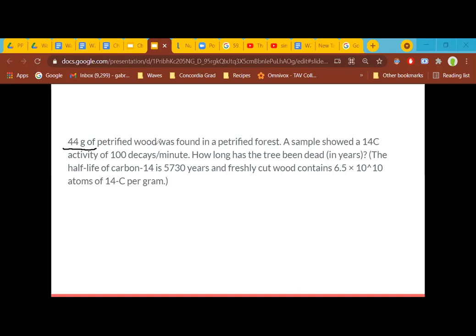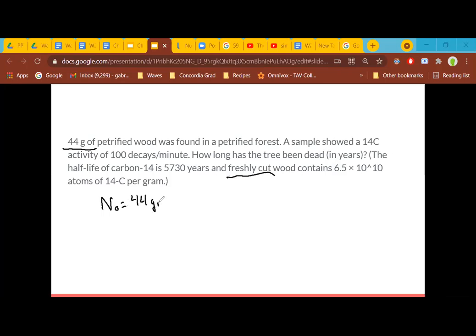Anyways, so we found 44 grams of petrified wood, and we were told that in a single gram of freshly cut wood, so not the same thing as petrified wood, this is how much carbon we'd expect to find. So obviously petrified wood would have less. In other words, we can determine how much carbon this wood would have had when it was part of a living tree.